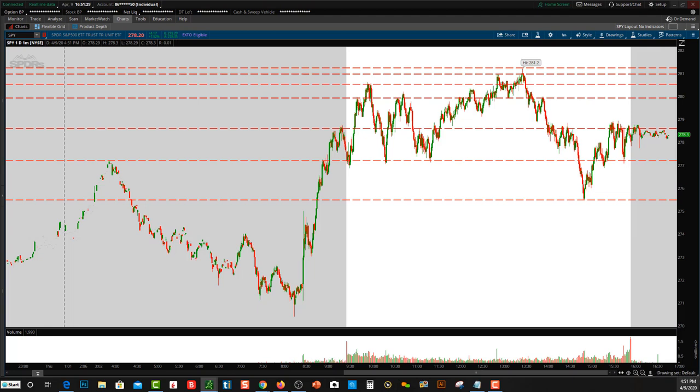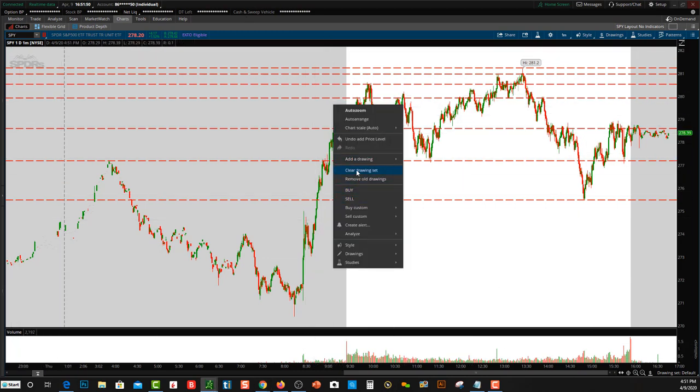I know I keep going over it. I didn't get to the trend lines yet, but again, I'm always about repetition being the key. So guys, are you ready for trend lines yet? Does this make sense? All right, perfect. So now let's clear and let's do trend lines.